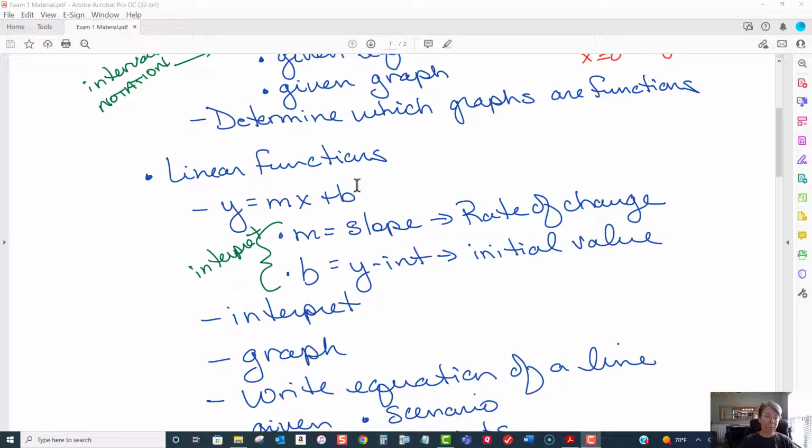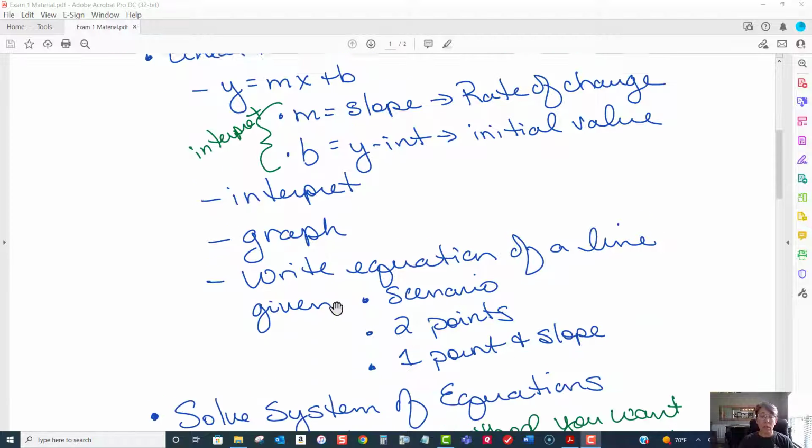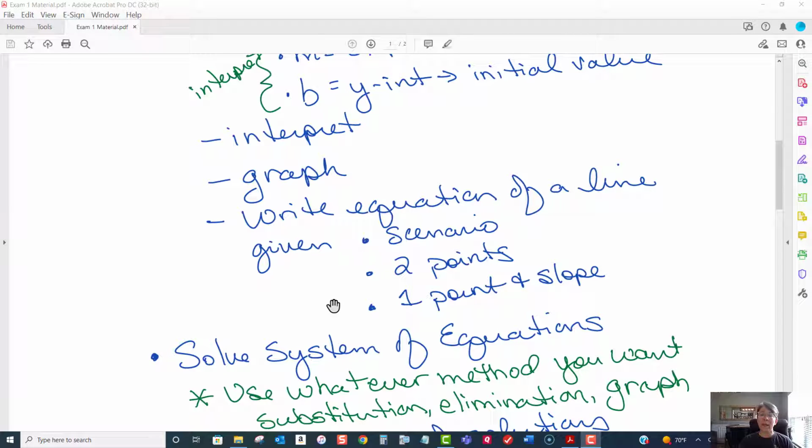Okay. So with the linear functions, you need to be able to interpret all of the pieces, including the rate of change. Remember that slope is the change in y over the change in x. So it's how much that y is increasing or decreasing for every one increase in x. You need to be able to graph the linear functions. You also need to be able to write an equation of a line if it's given.